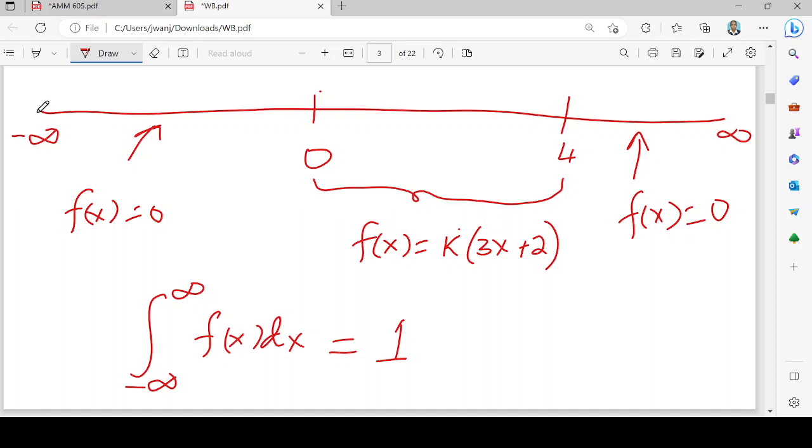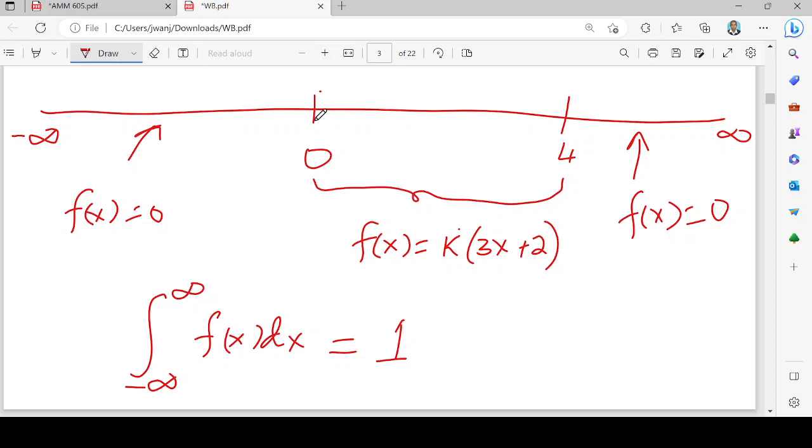When we start from negative infinity and move in the positive direction towards 0, the function will be 0 in all this section up to 0. So the integral from negative infinity to 0 will be equal to 0.